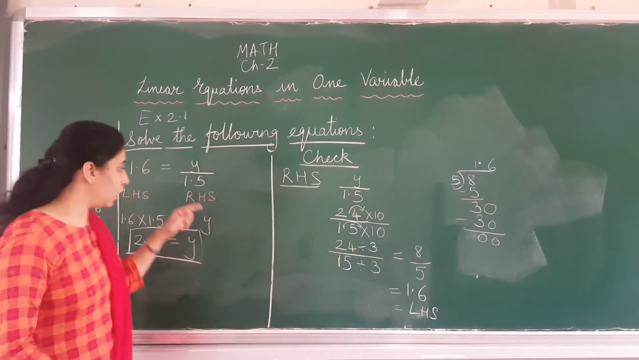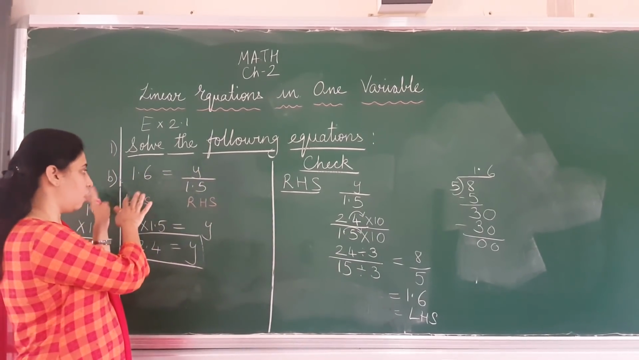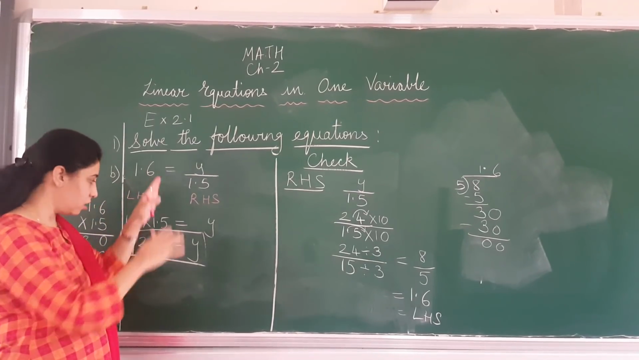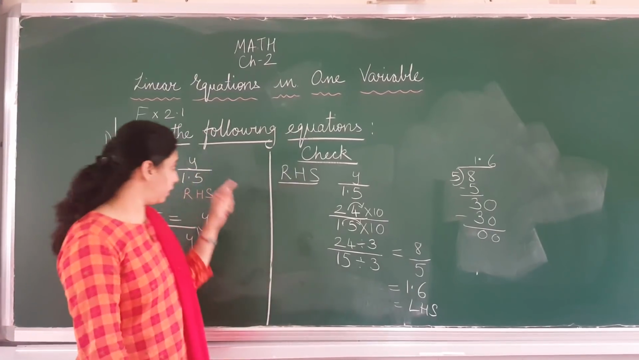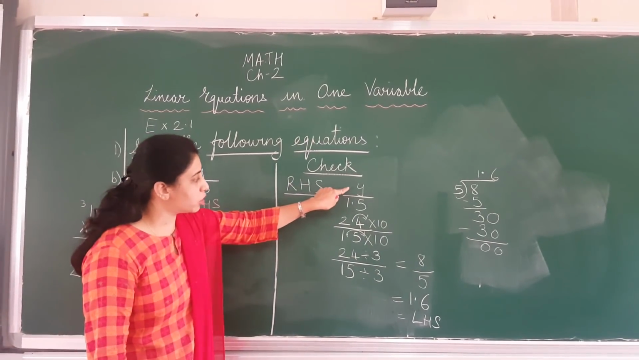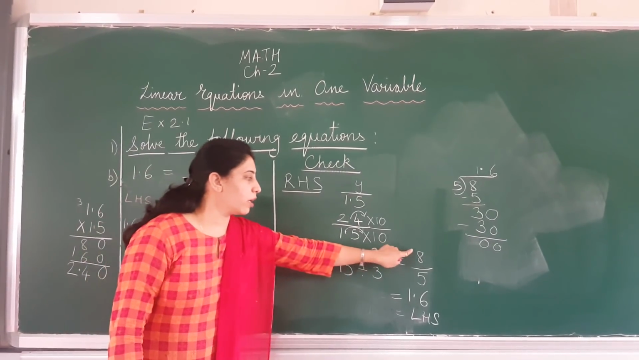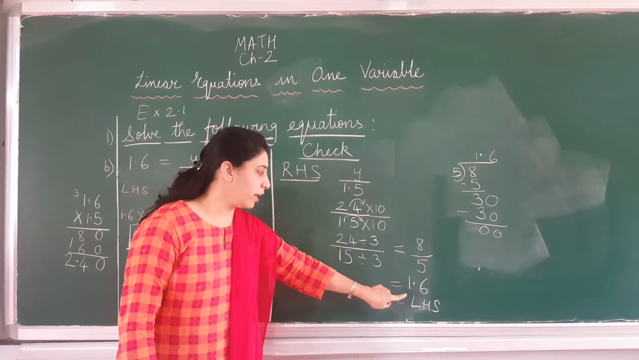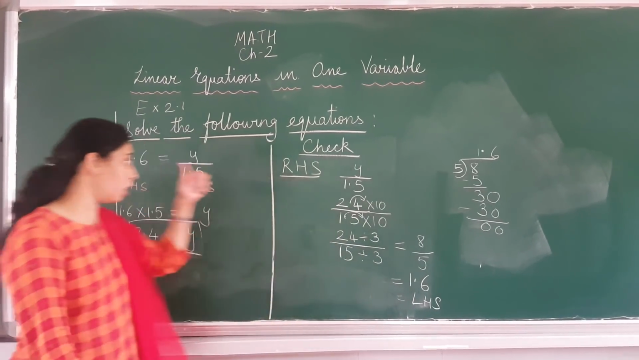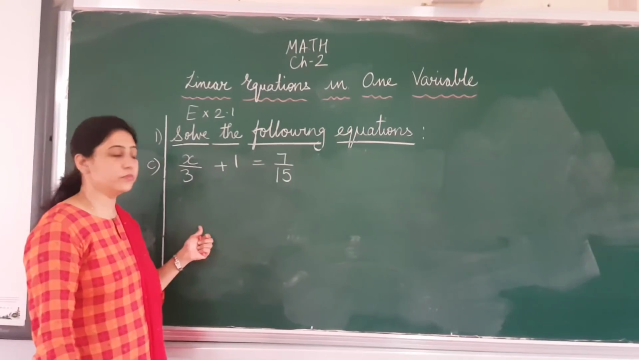Is it clear? You only have to keep the variable here and shift all the numbers to the other side. Solve it, find out the value of y, and then check it. Take that side and substitute the value of y. Remove the decimal, divide by 3. Whatever answer you get as a fraction, that is 8 upon 5, so that also you have to divide. You get 1.6, which is your LHS. So this is the whole sum, how you have to do it.